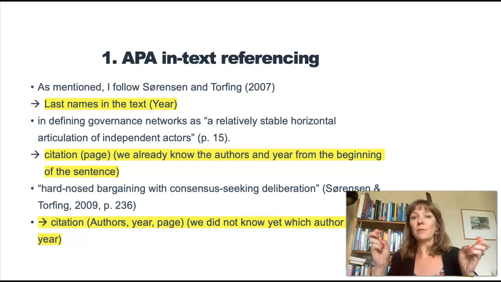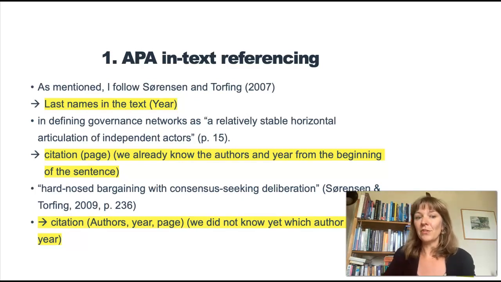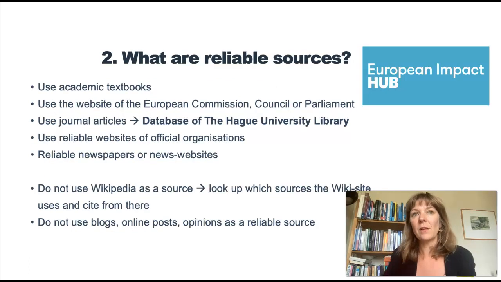When you use inverted commas or an exact line of someone's text, then you always need to refer to the page number, logically, because then you can search it back as a researcher when you are reading that and you want to use that. So what are reliable sources?